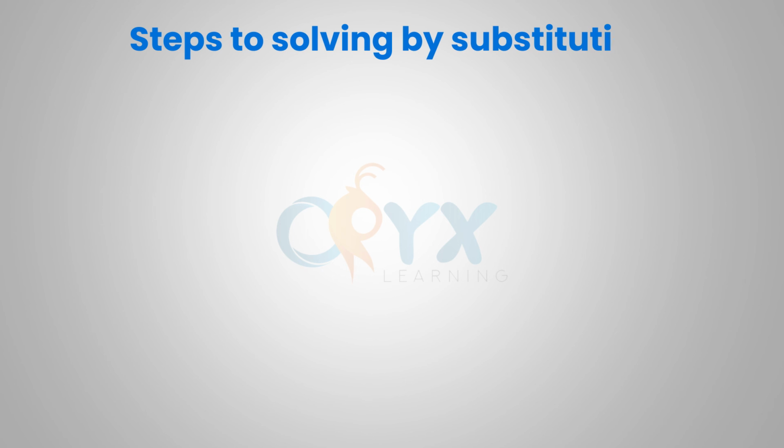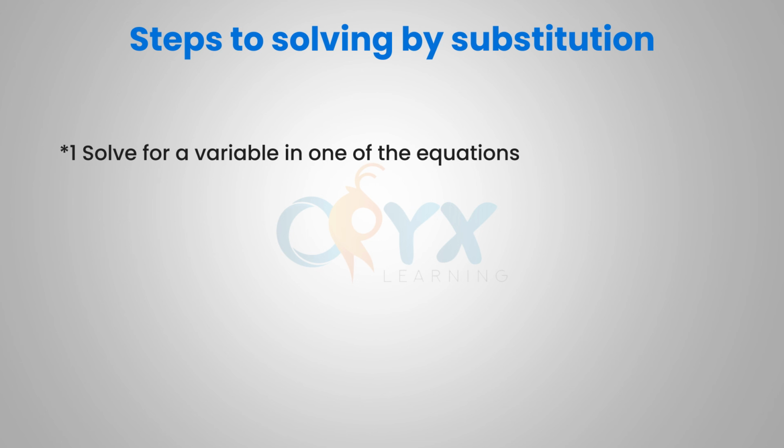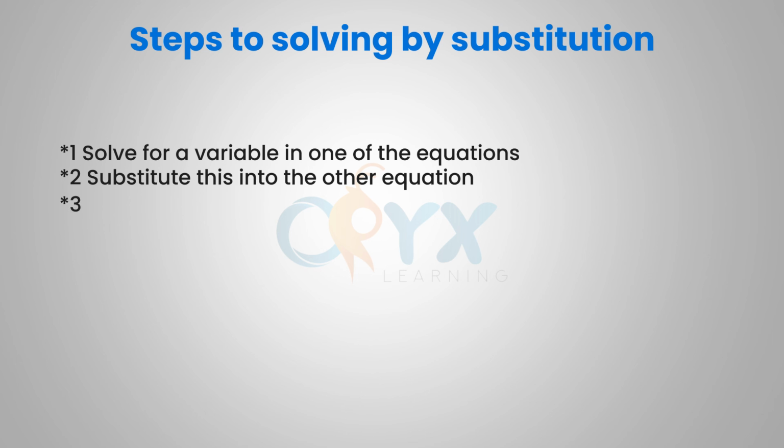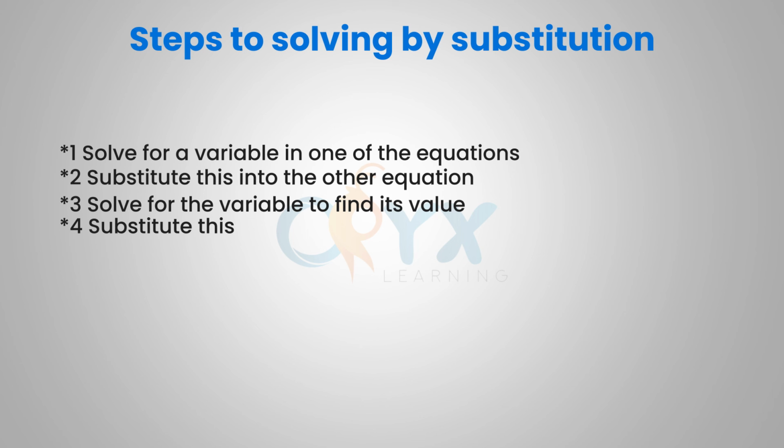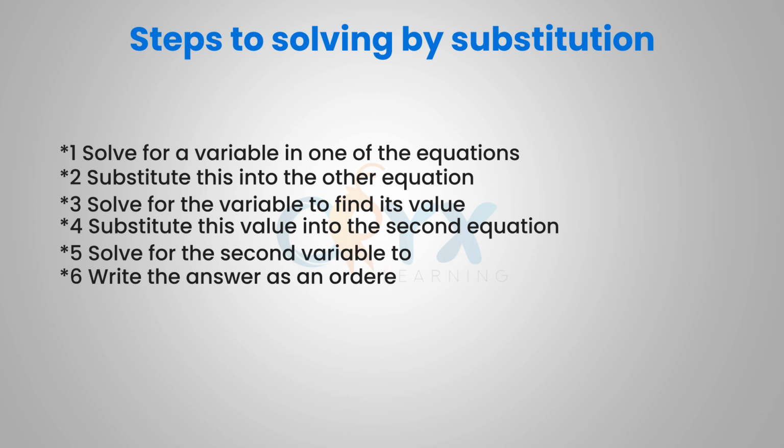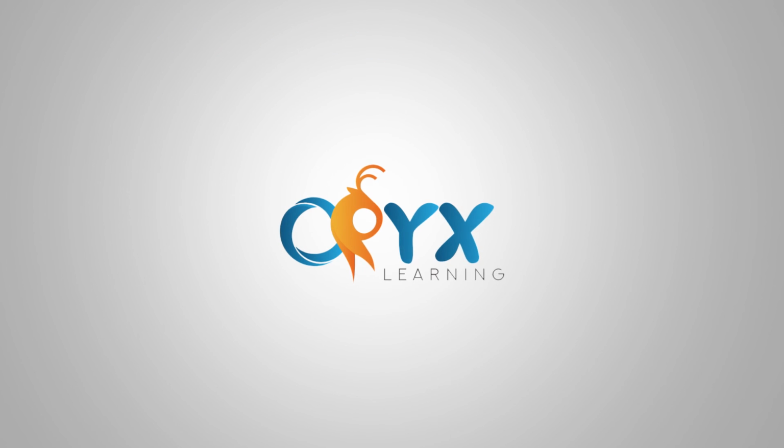In conclusion, our steps to solving by substitution: first, we must solve for a variable in one of the equations. Second, substitute this into the other equation. Third, we will solve for the variable. Fourth, substitute this value into the first equation, and then write the answer as an ordered pair, x, y. That is our lesson for today.